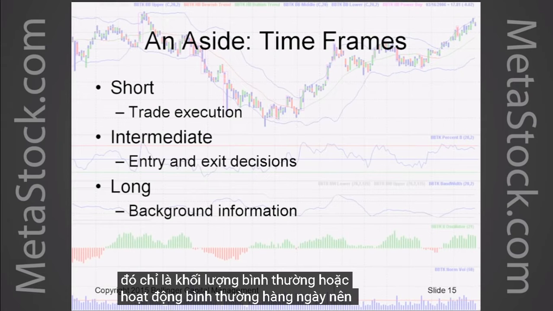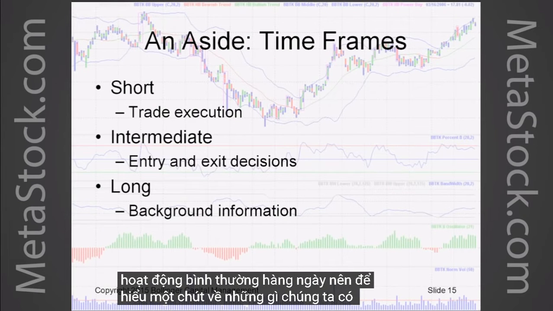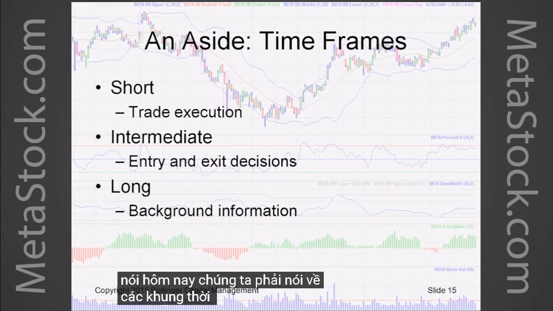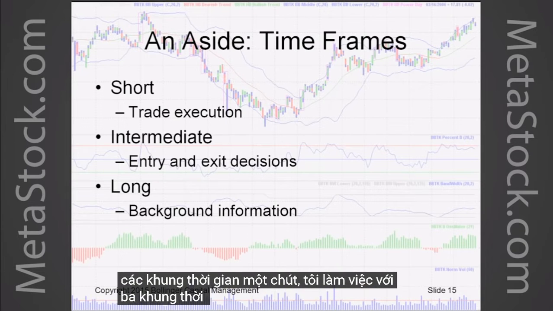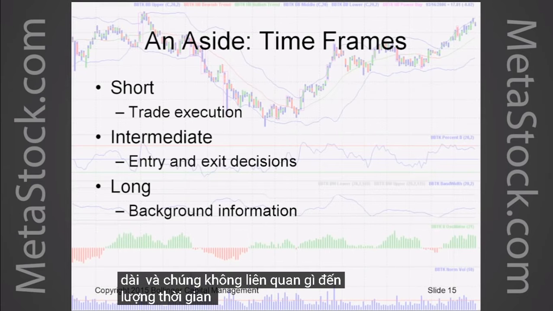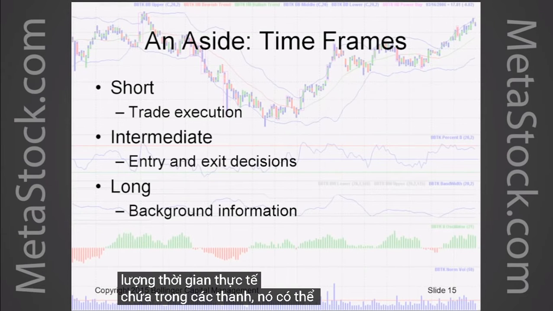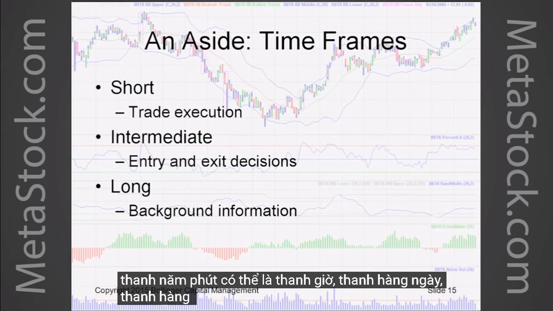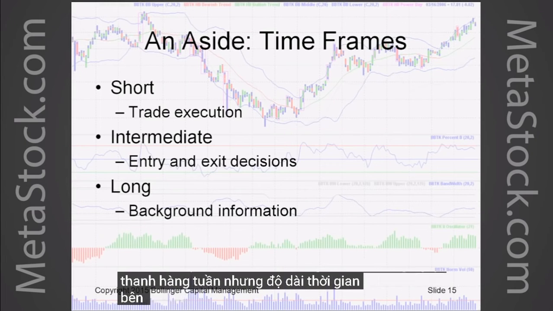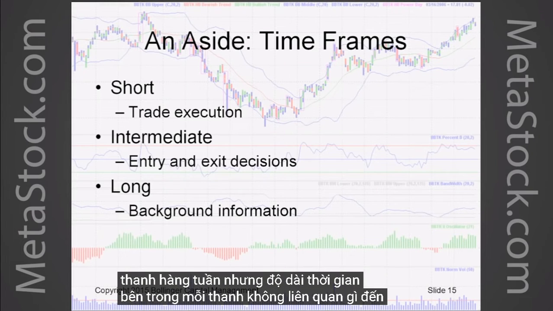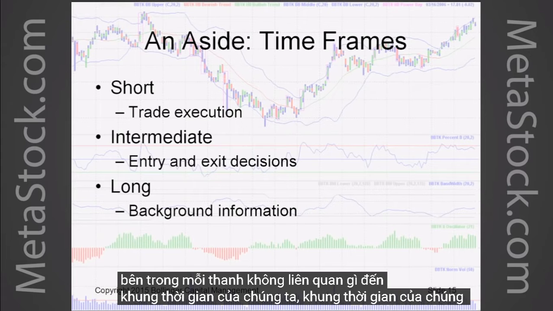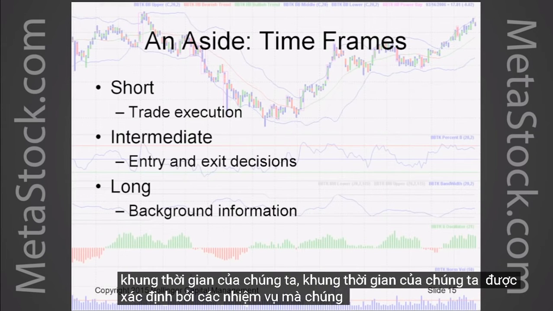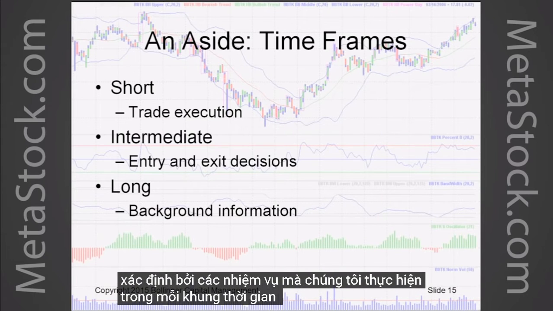So in order to understand a little bit of what we're going to talk about today, we have to talk about time frames a little bit. I work with 3 time frames, short, intermediate, and long. And these have nothing to do with the actual amount of time that's contained in the bars. It might be 5-minute bars, it might be hourly bars, daily bars, weekly bars, but the length of time inside each bar has nothing to do with our time frames. Our time frames are determined by the tasks that we execute in each time frame.